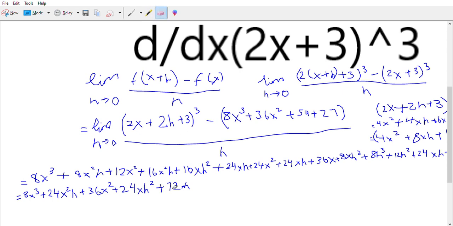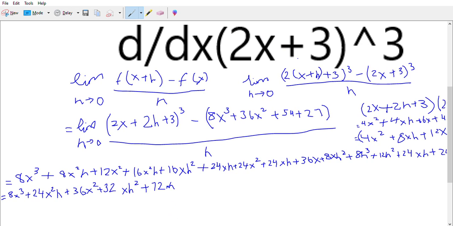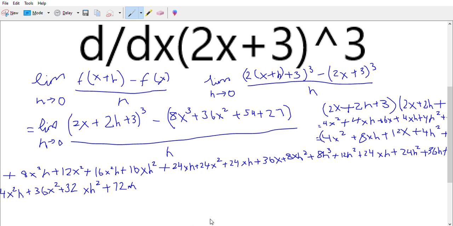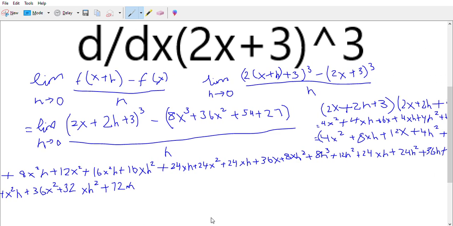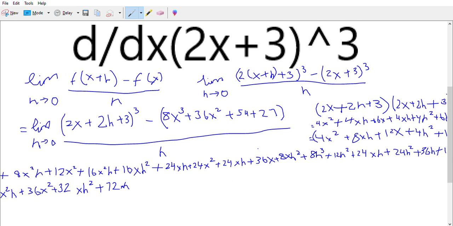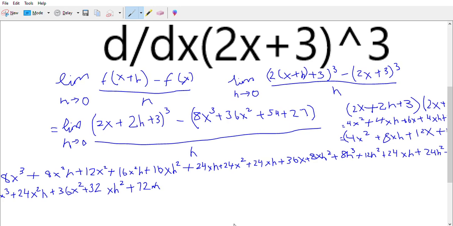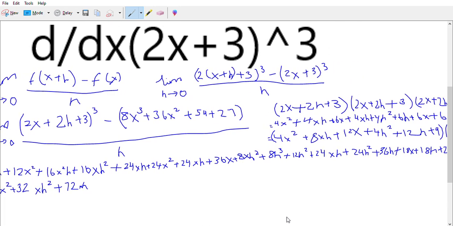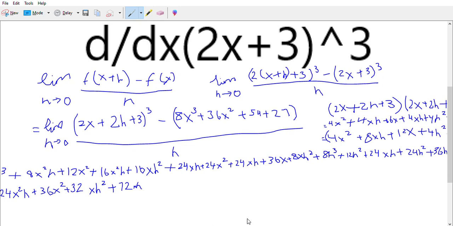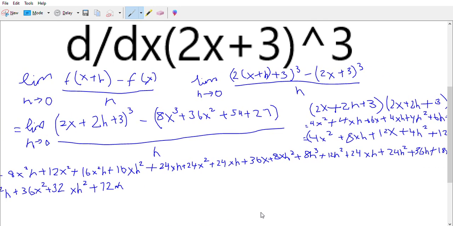To be fair, this is a big limit. And this is what happens, so we better thank the derivative rules, because otherwise we would have to be doing this to find the derivative of 2x plus 3 cubed, if we didn't know any of the derivative rules. So that's 32xh squared plus 72xh. Now the x squared has been combined. xh is combined, so now 36x. There's 36x, which I have not written yet. Also, there's 18x, so that'll be 54x.